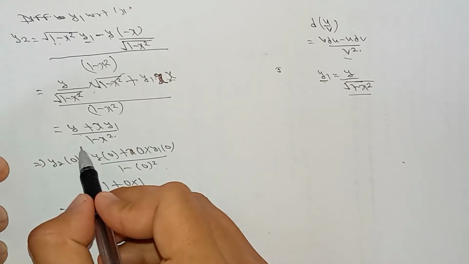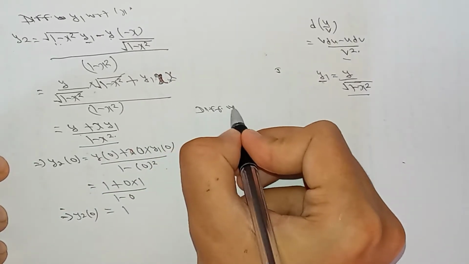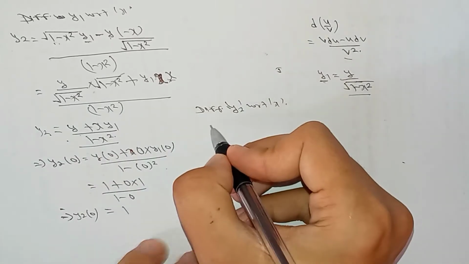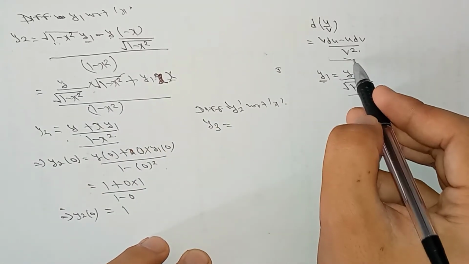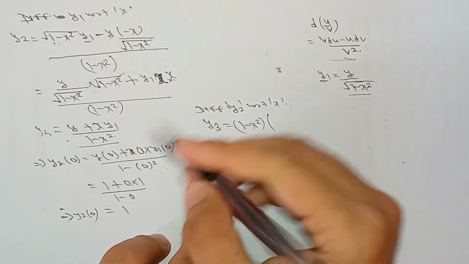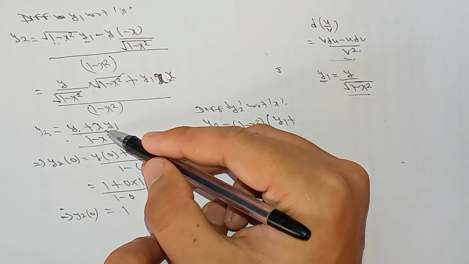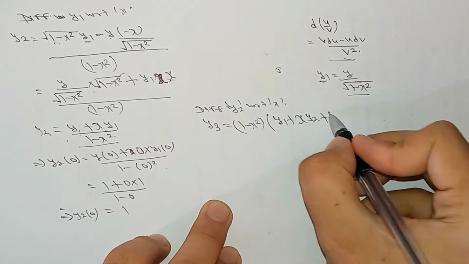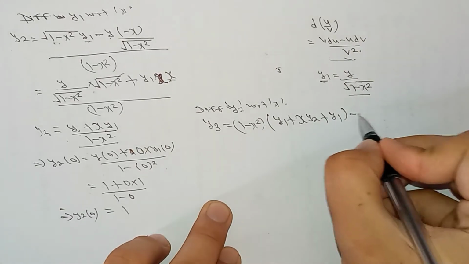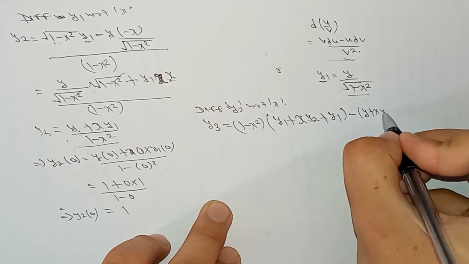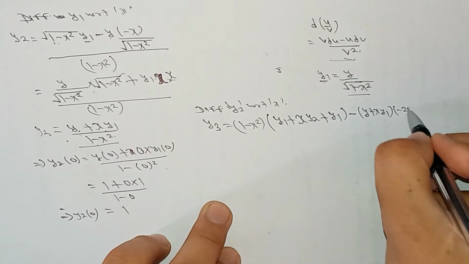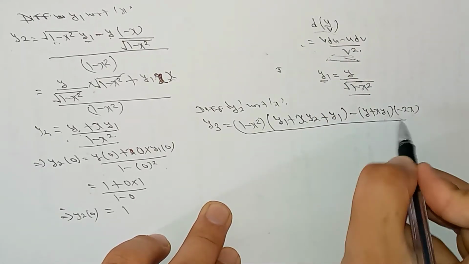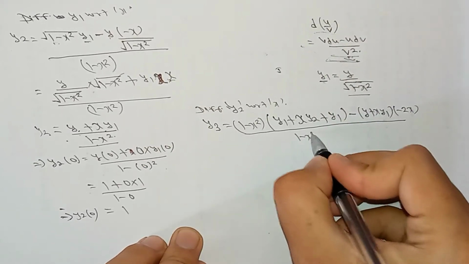So now again we have to differentiate this term. Differentiate y2 with respect to x, then we obtain y3. Using the same quotient formula, here it becomes 1 minus x square, and the differentiation of y is y1 plus, and here we have to apply multiplication, so if we differentiate y1 it becomes y2, and if we differentiate x it becomes y1. Now minus y plus x y1, and if we differentiate 1 minus x square it becomes minus 2x. We have applied the quotient rule, divided by the square, that is 1 minus x square whole square.